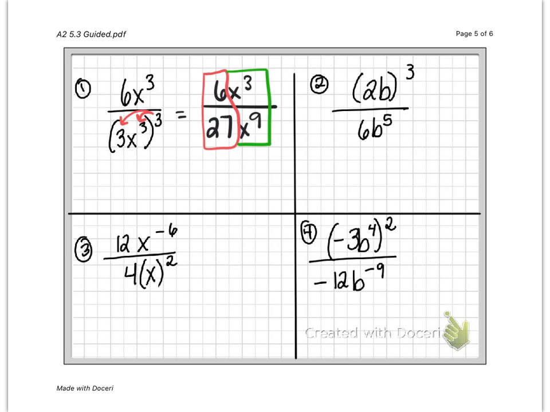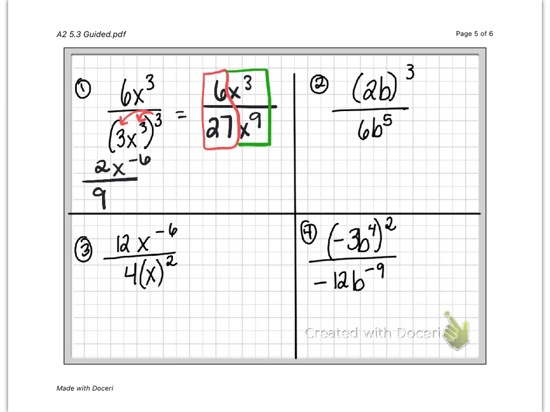6 and 27 are both divisible by 3, so I get 2 over 9. And then with my x's, I have the same base, but I'm dividing, so I should subtract. 3 minus 9 is negative 6. The answer always goes in the numerator to start when you subtract, and then you simplify from there.